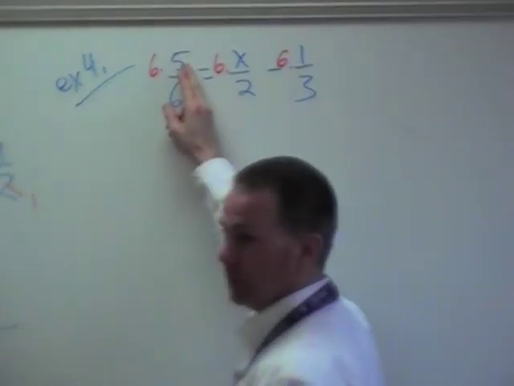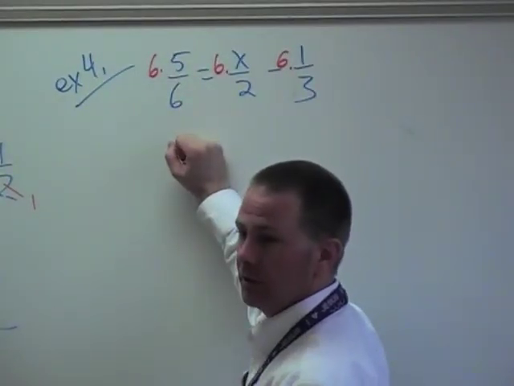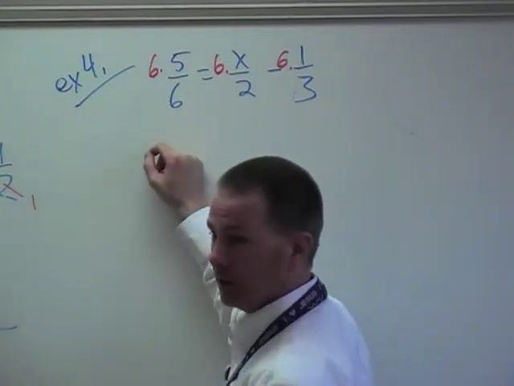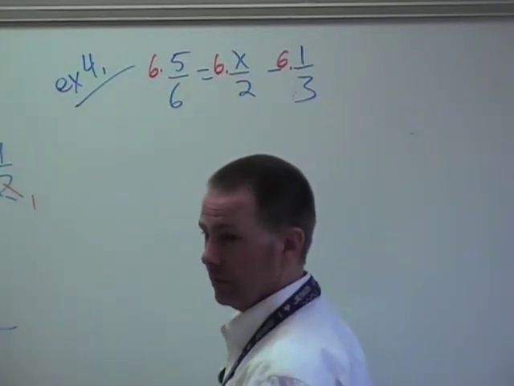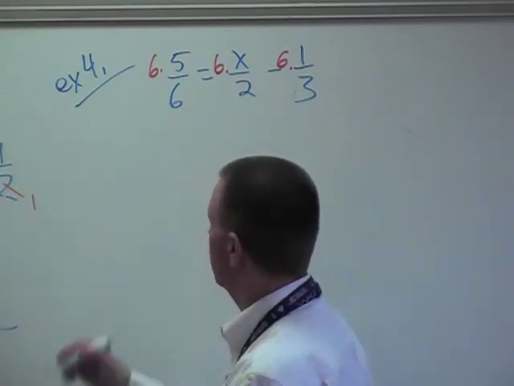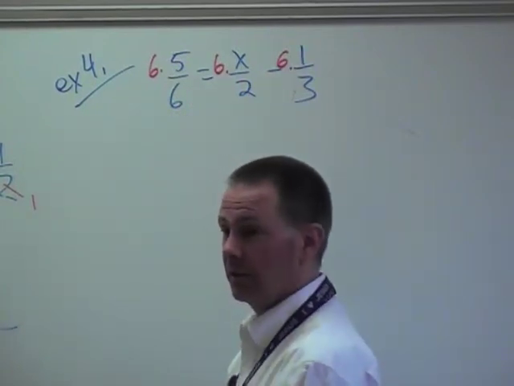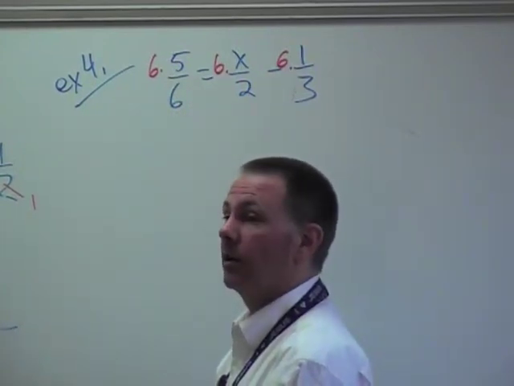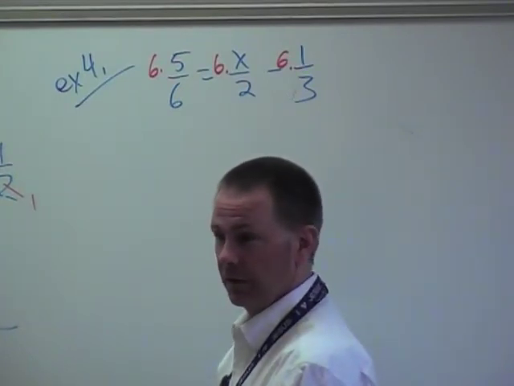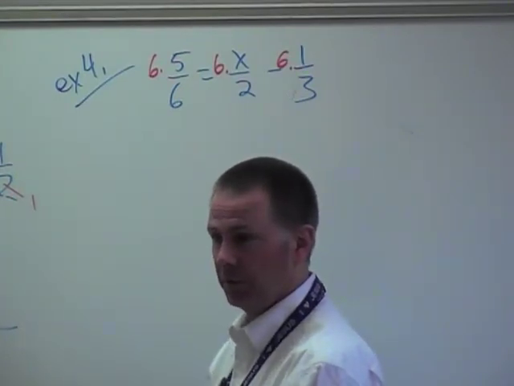6 times 5 is 30. 30 divided by 6 is what? You don't have to do it that way. You can reduce it diagonally. You don't know how to multiply fractions? Oh, I do. Well, okay, so what is that? What is 6 times 5, 6? It's 5. Okay, what's the problem?